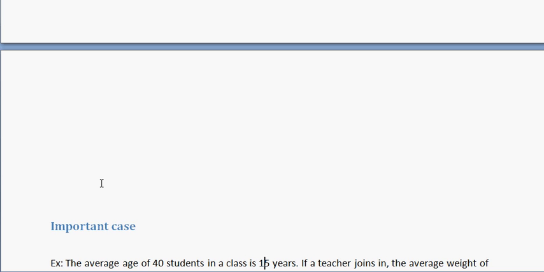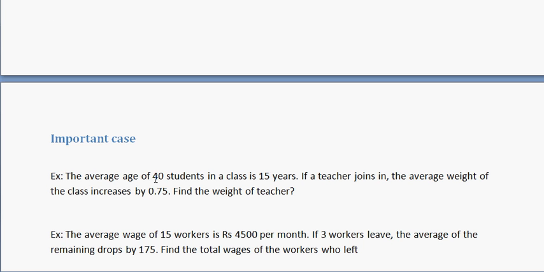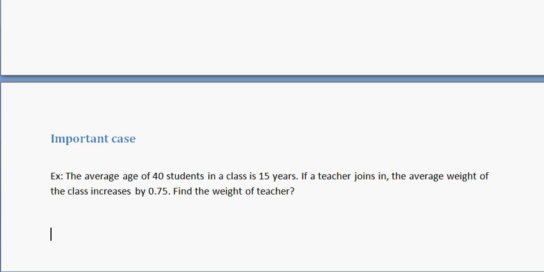So now let's go to a few important cases which are almost always there in any of the exams. So the first case is when we are given an average of a particular group and a person or a group of persons joins that group, right? It says the average age of 40 students is 15 years. If the teacher joins in, the average age of the class increases by 0.75. What is the age of the teacher? Just try. I know that it might be difficult for you to find the solution, but it's never bad to try out. So just try out for 1 to 2 minutes and then we'll discuss.